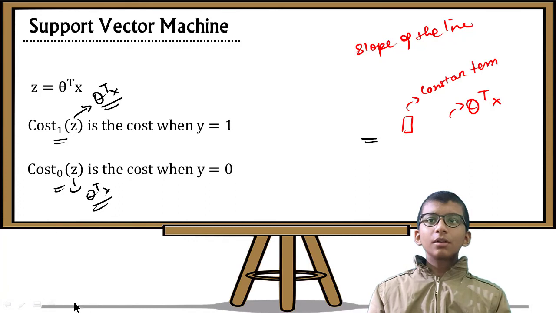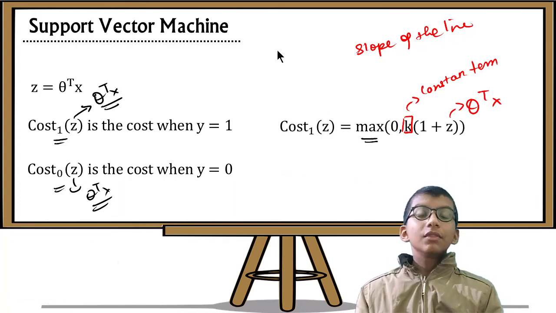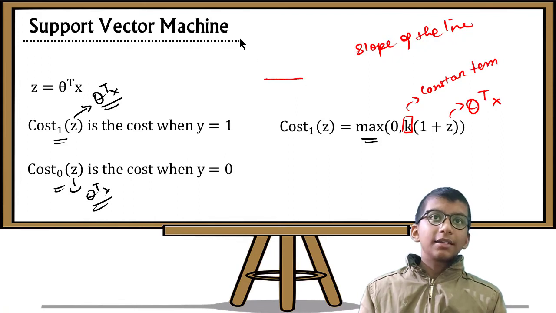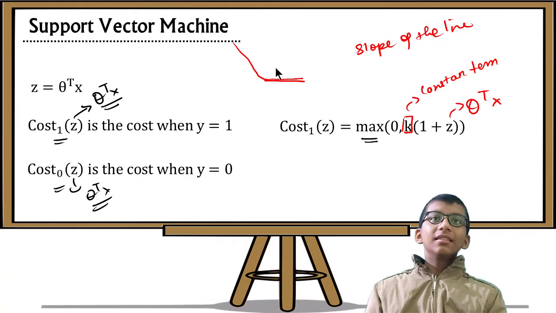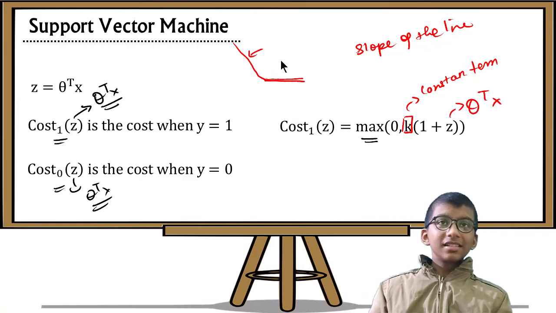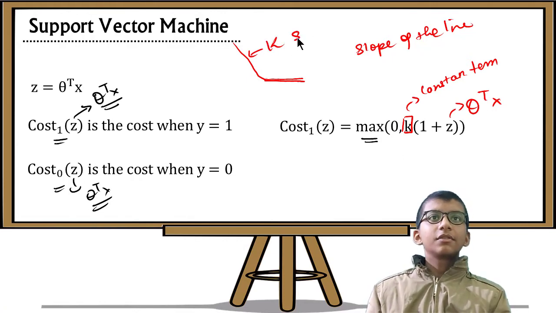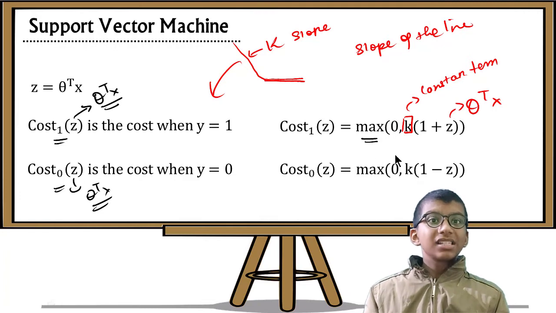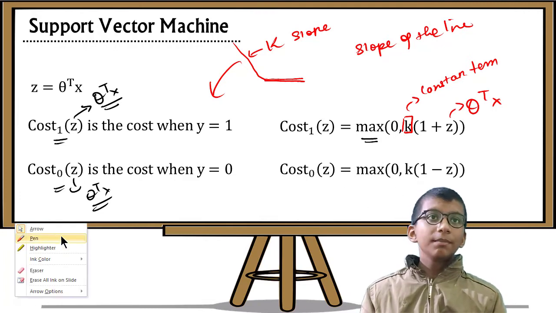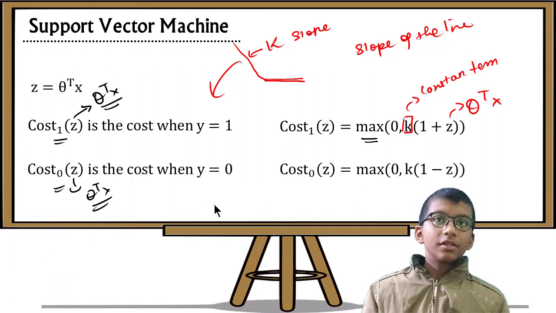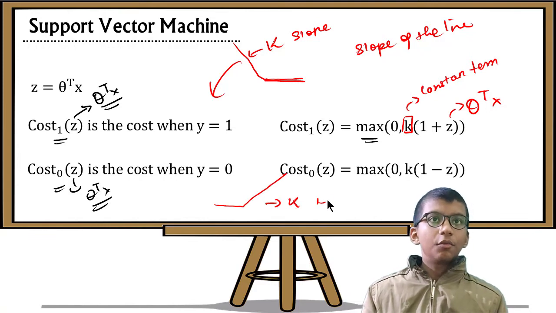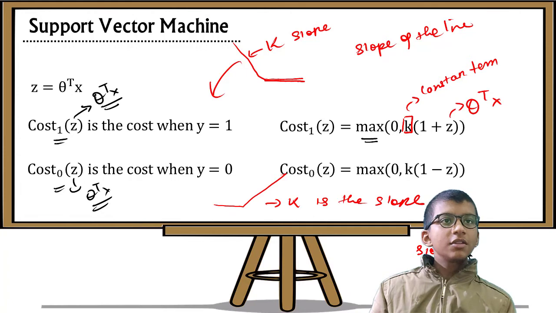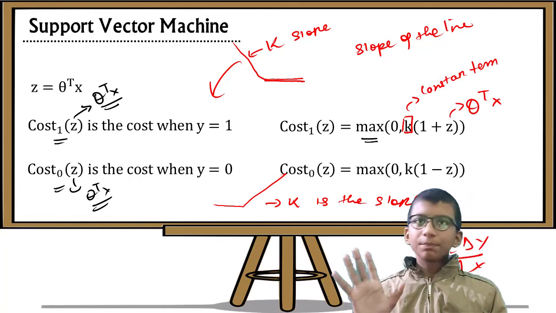If y equals 1, our SVM cost would look something like that, and the slope of this line is k, when y equals 1. And when y equals 0, again we take the maximum, where k is the constant term, and if y equals 0 it looks something like this, and k is the slope. You can find the slope as change in y upon change in x. That's pretty easy to understand.